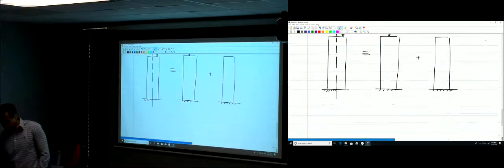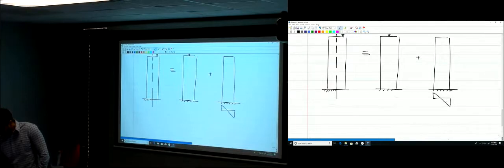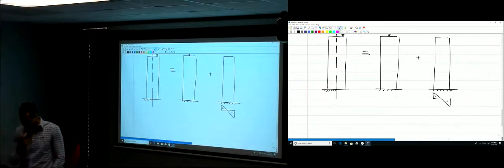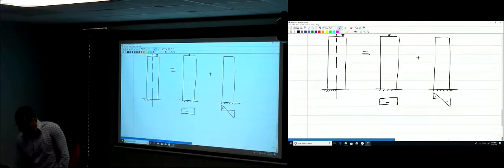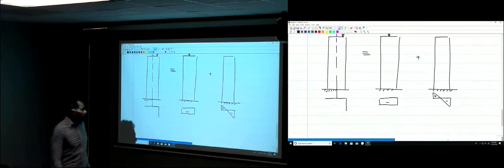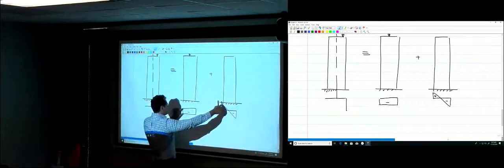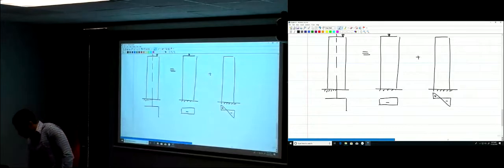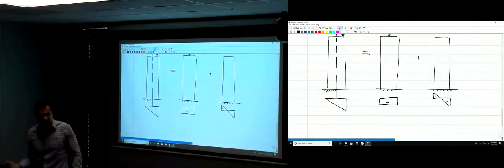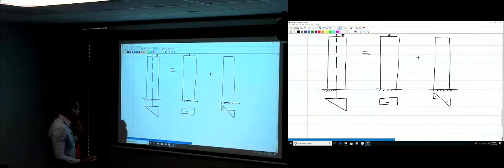Again, the moment will result in compression and tensile strain. The axial force will result in uniform strain. If you add them together, this is going to be negative over here, and let's say in this case the tensile strain and the compression strain are equal to each other. So again, the entire column is still under compression, but it's 0 at the end here.